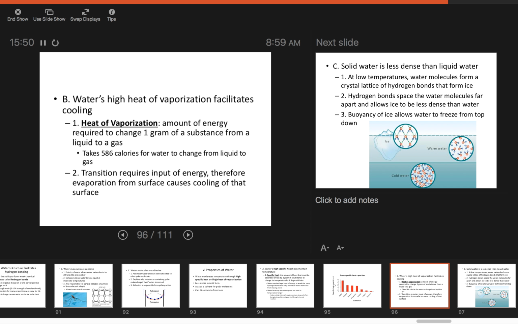High heat of evaporation facilitates cooling. So I put the definition of heat of evaporation: the amount of energy required to change 1 gram of a substance from a liquid to a gas. It takes 586 calories for water to change from liquid to gas. So you need a lot of input of energy before evaporation can take place.